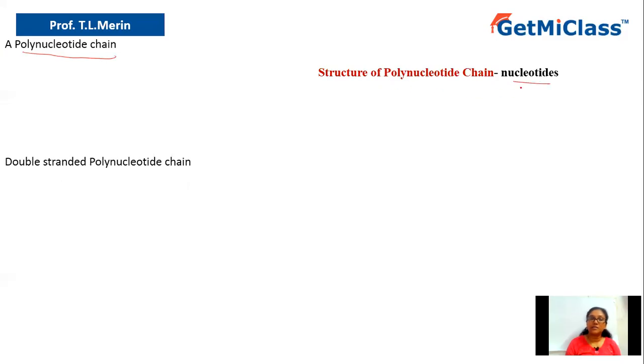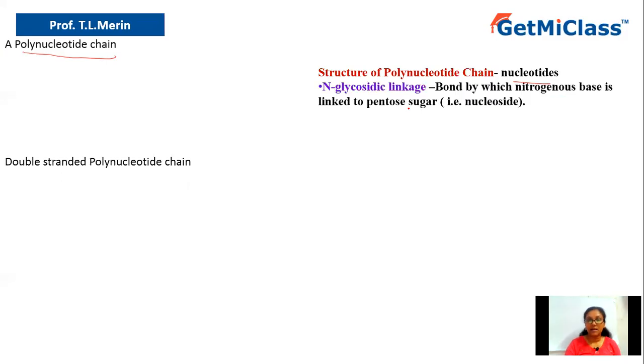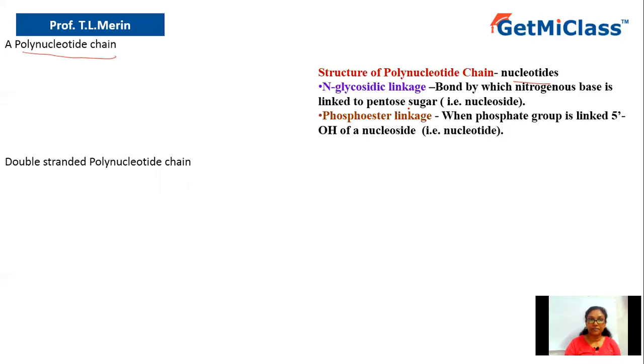So nucleotides, as I told you, in case of DNA, are deoxyribonucleotides, whereas in case of RNA, they are ribonucleotides. Now, when we say that the nucleotides are combined with each other by the process of polymerization, how are they combined? Because of the formation of various bonds. And what kind of bonds?